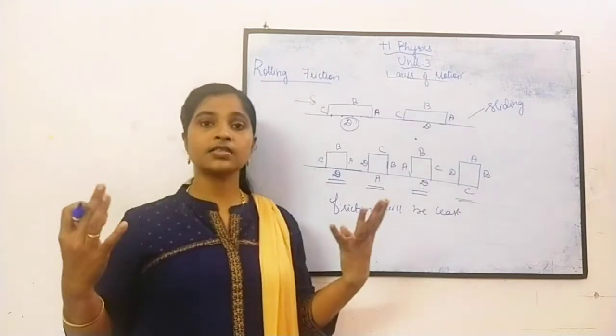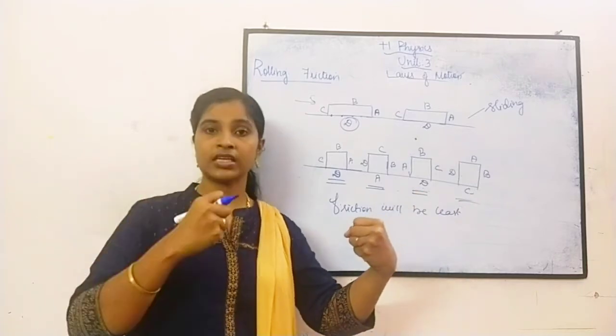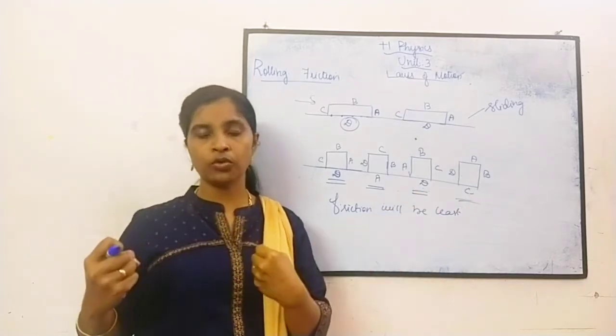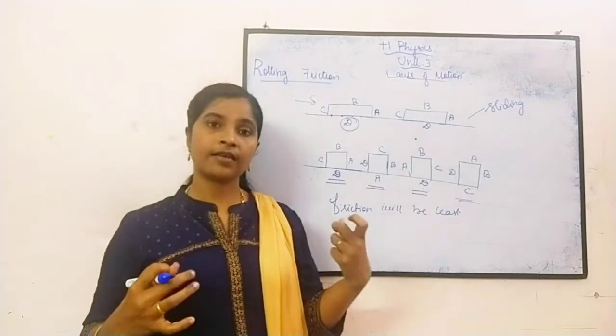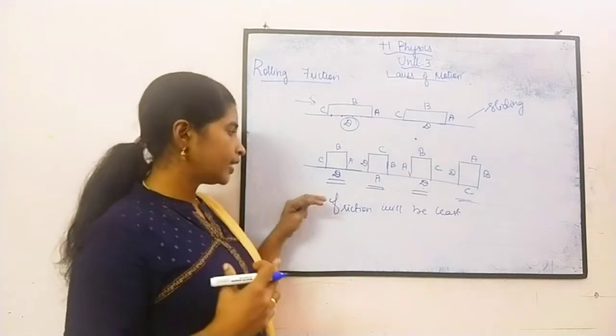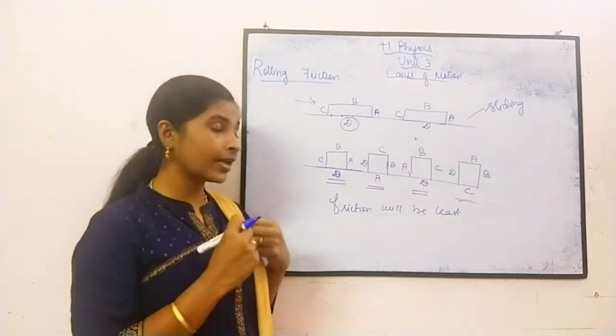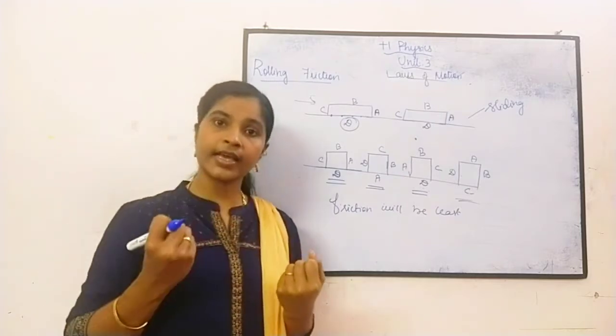If the friction is high, for example you want to move 100 kg, and the friction I give is only 50 kg, can you move it? No. So the friction will be more. But in rolling, the friction is very less. The force required to move this 100 kg is very less.